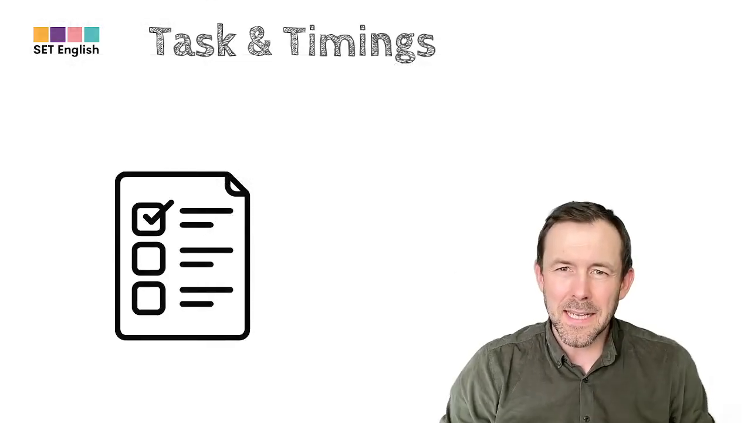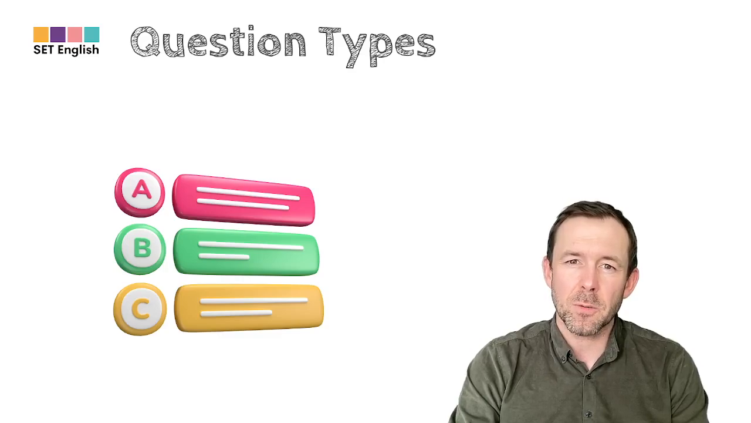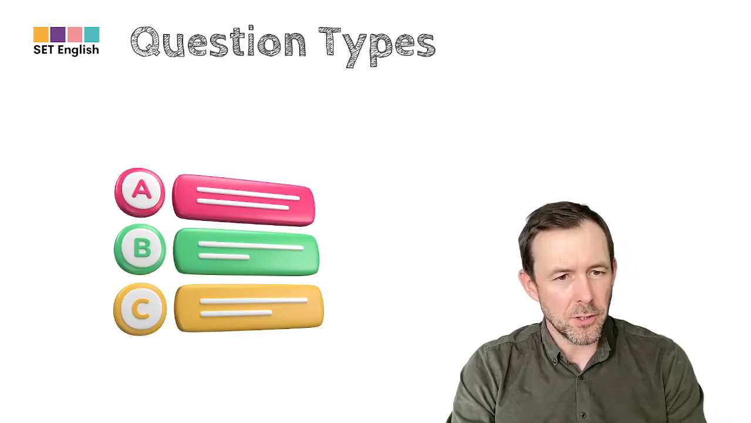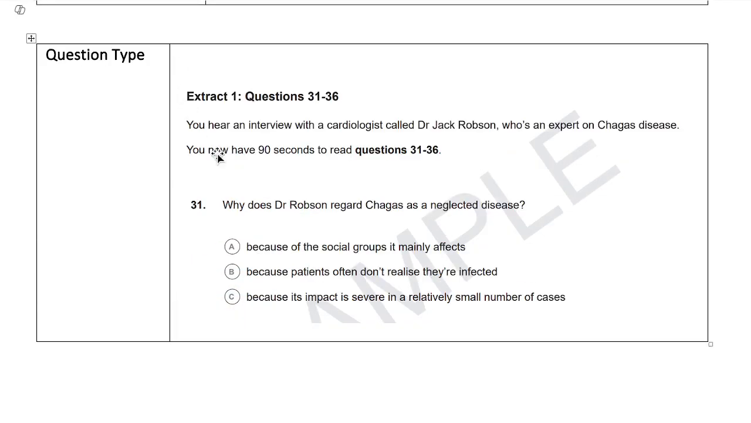So that's the task and that's the timings. Let's talk a little bit about the questions. What we've got here is a typical question. At the beginning of the listening, you've got a description of the context. What is this situation? Is it an interview? Is it a presentation? Who is it by? And what is it about? In this case, it's an interview. And you have those 90 seconds to read your questions.